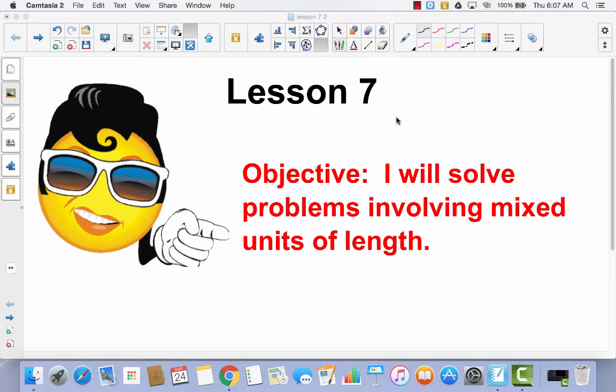Lesson 7, I will solve problems involving mixed units of length. So Lesson 7 is a continuation of Lesson 6. In Lesson 6, we solved problems involving mixed units of capacity. And today we're going to do the same thing, but we're going to use units of length.